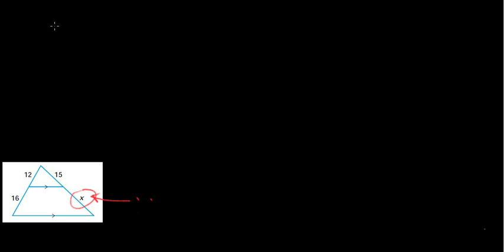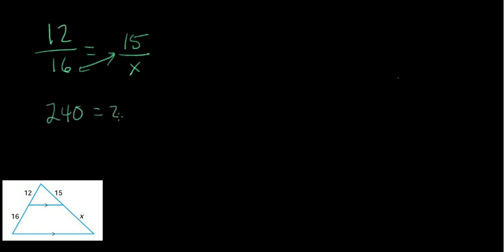So, anyway, I have 12 over 16 equals 15 over x. And so obviously you just cross multiply. 15 times 16 is 240. That equals 12x, because you cross multiply the other way too. So divide both sides by 12 and you get x equals 20. And so that's how you do something like this to find a missing side.